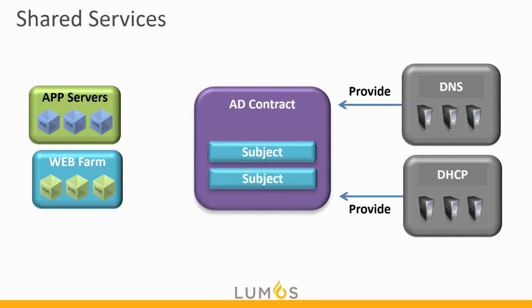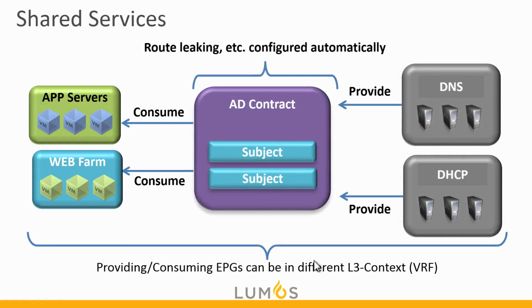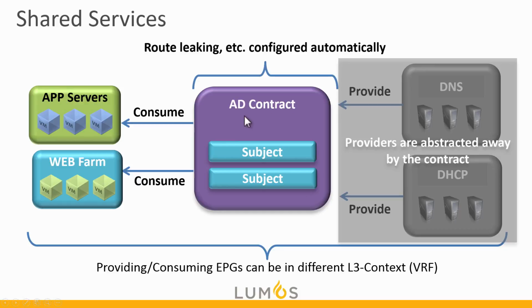So here we have DNS and DHCP that are providing a contract. The contract is, let's say, Active Directory. That's the name. It's got multiple subjects with filters that define the ports for DNS and DHCP. Okay? And really the providers are abstracted away by the contract. So all we need to know is to consume the contract.